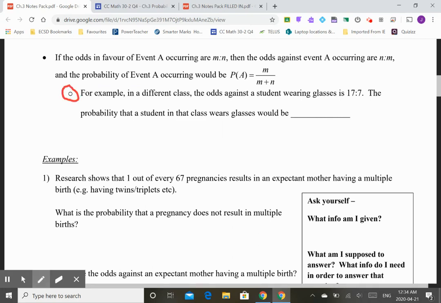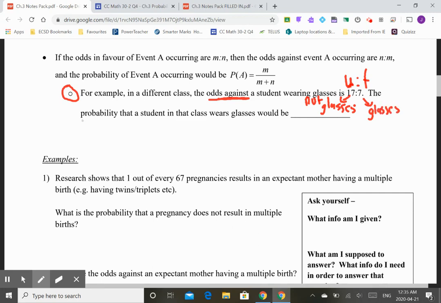Let's say we have a different class, and in that class, odds against a student wearing glasses is 17 to 7, which means we are comparing unfavorable to favorable, or specifically in this class, 17 would represent not wearing glasses, and 7 would represent wearing glasses.